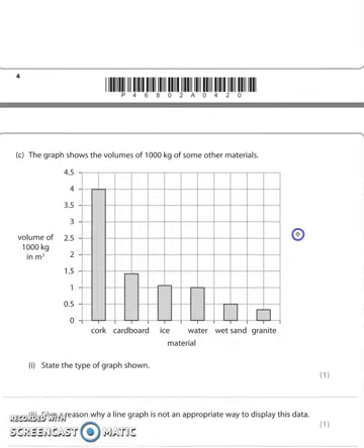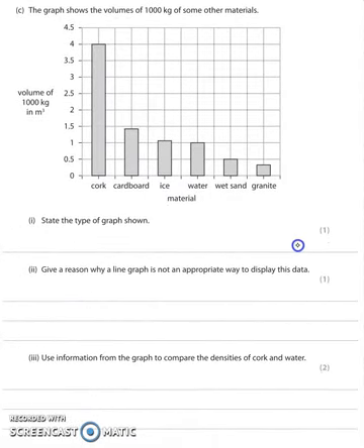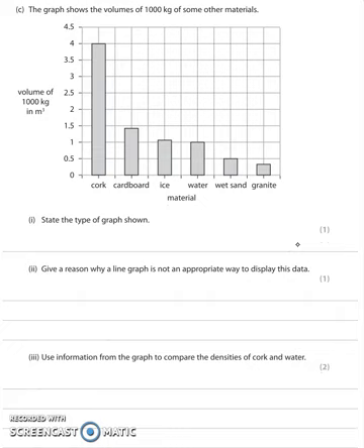And that's B. So the graph shows the volumes of 1,000 kilograms of some other materials. State the type of graph shown. It's pretty obvious that it's a bar chart. Just 1 mark for that. We would use that because it's a discontinuous variable, which means that, so cork, the volume of 1,000 kilograms of cork would be that. It just is that, so you can just show it on your graph and compare it to other values.